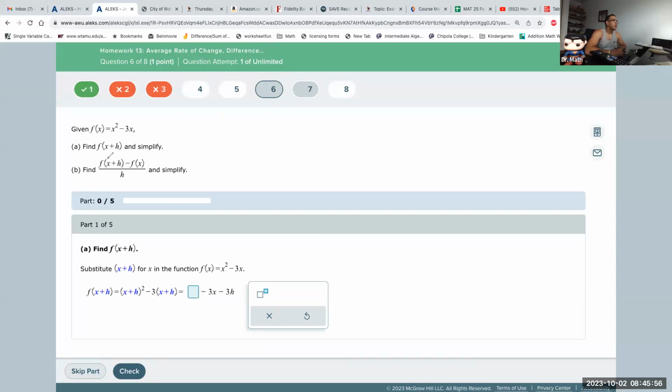All right, so what you're going to be doing, part A, it says wherever you see x, plug in x plus h. So this is going to change a little bit. So f of x plus h equals (x plus h) squared minus 3 times (x plus h). Notice it's squared, so that means there's 2 of them. So we have (x plus h)(x plus h), and then distribute that negative 3: minus 3x minus 3h.